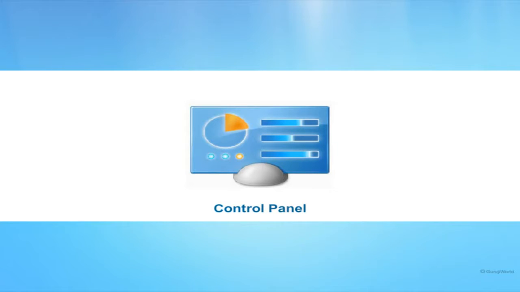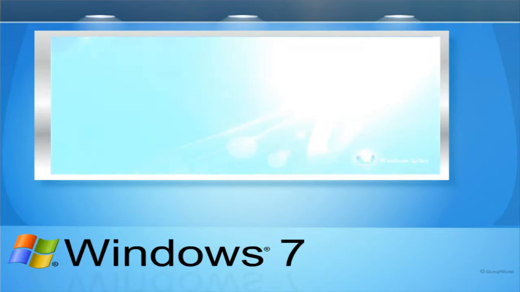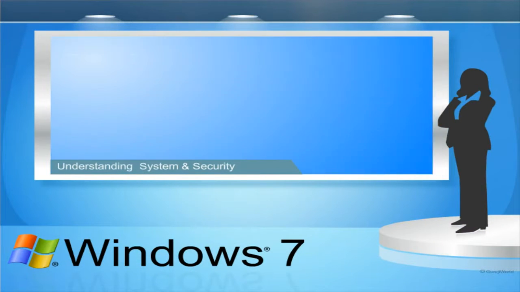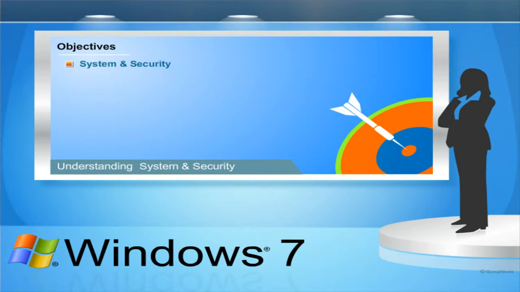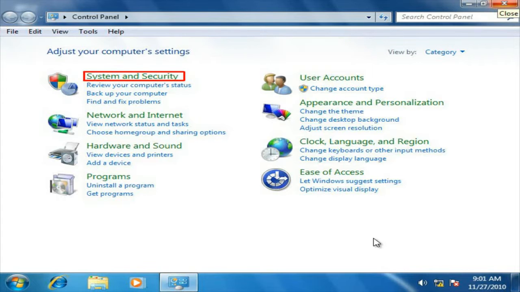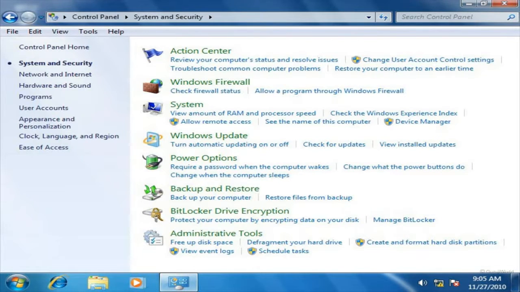This topic ends here. In this topic, you will learn about different feature and security category of control panel. Click the blinking System and Security to open System and Security category. You can see 8 tools in this category. You will study each and every tool one by one.